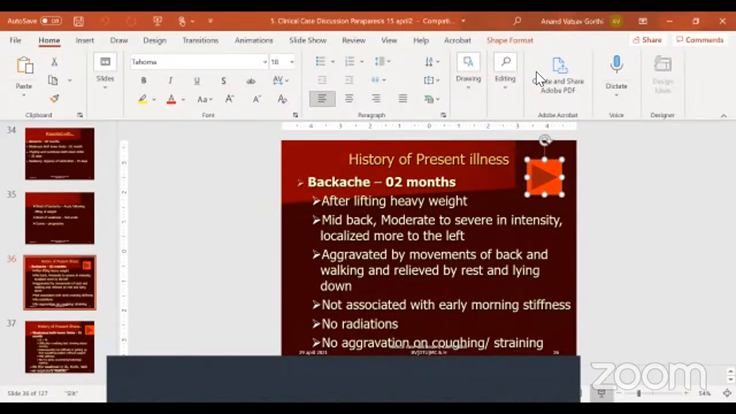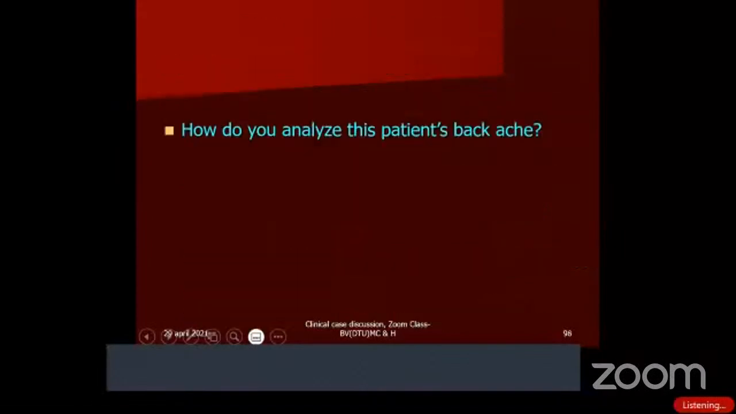How do you analyze this patient's backache? What is the type of backache? Is it originating from the roots, bony canal? Is it inflammatory? Is it degenerative? How do you analyze this patient's backache? Anybody?